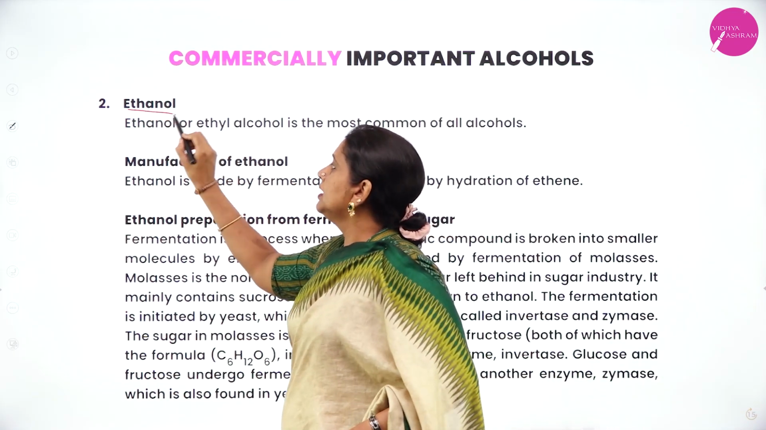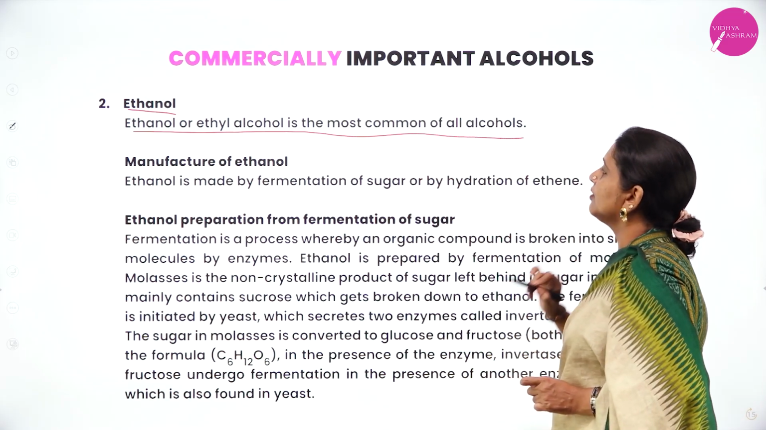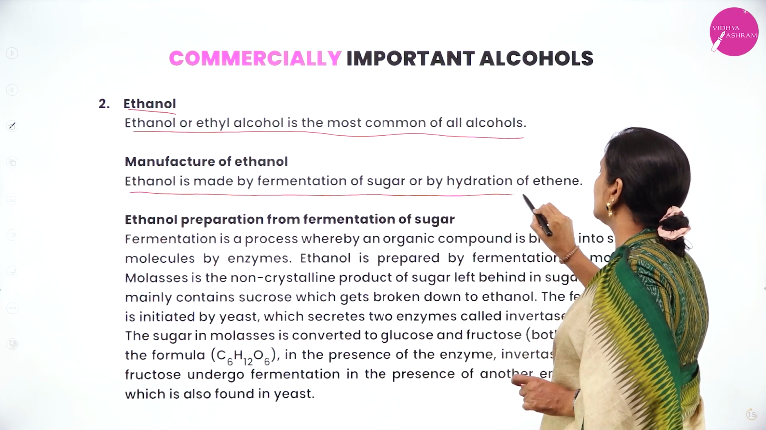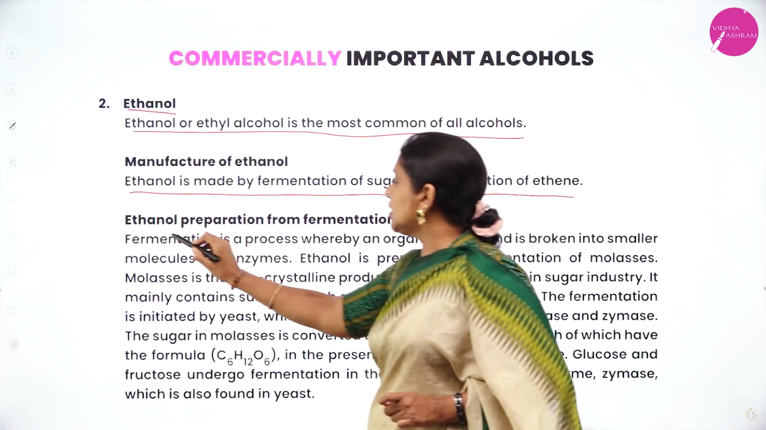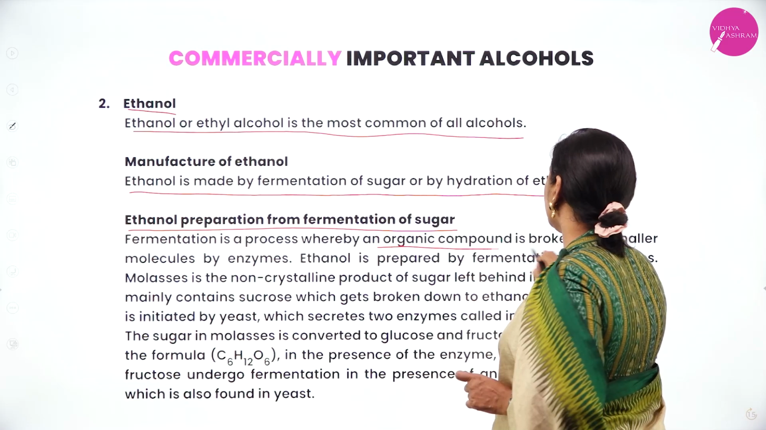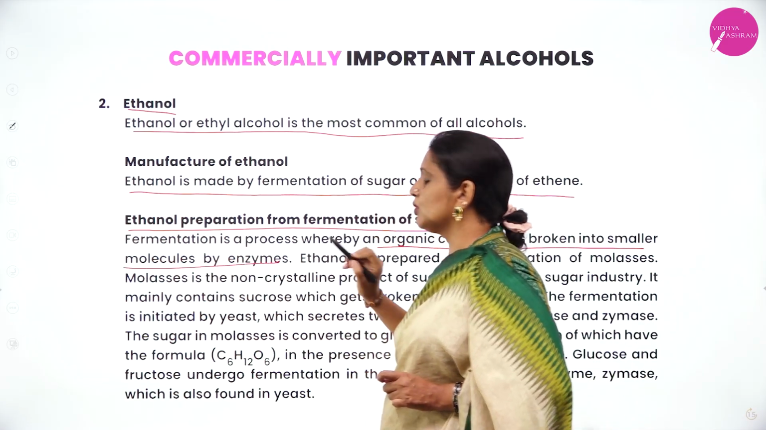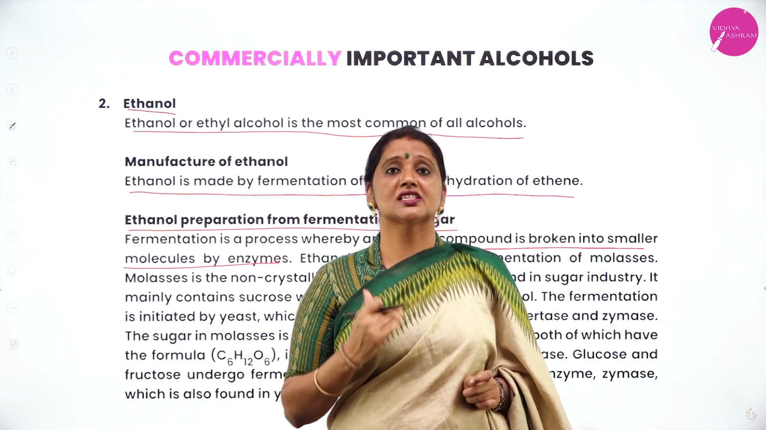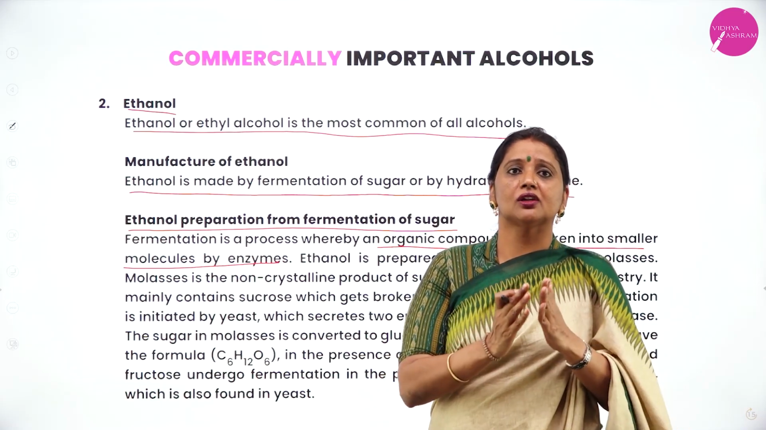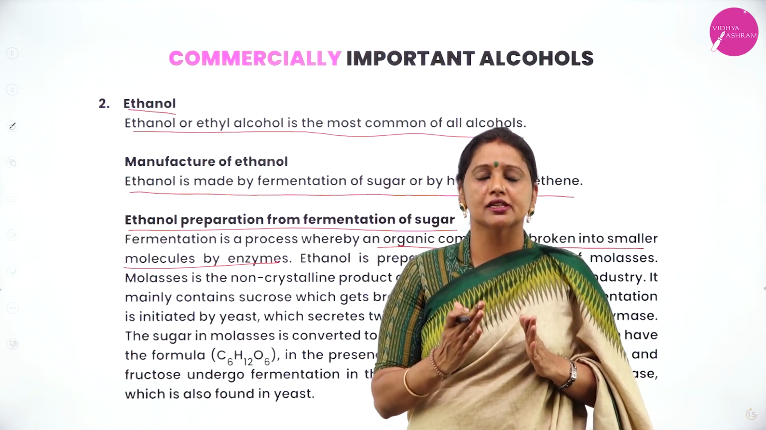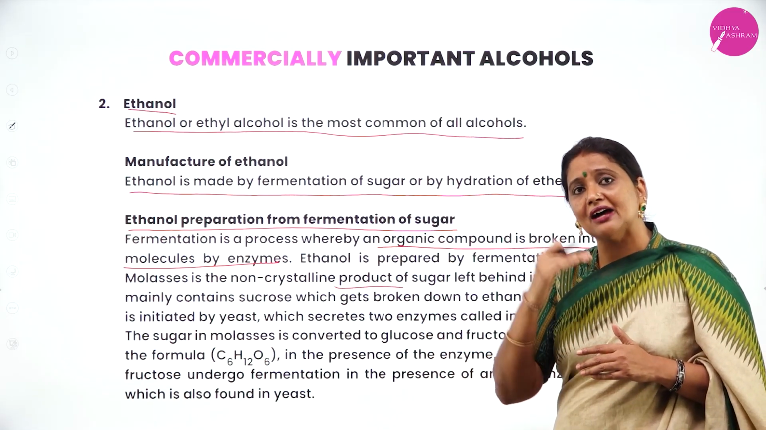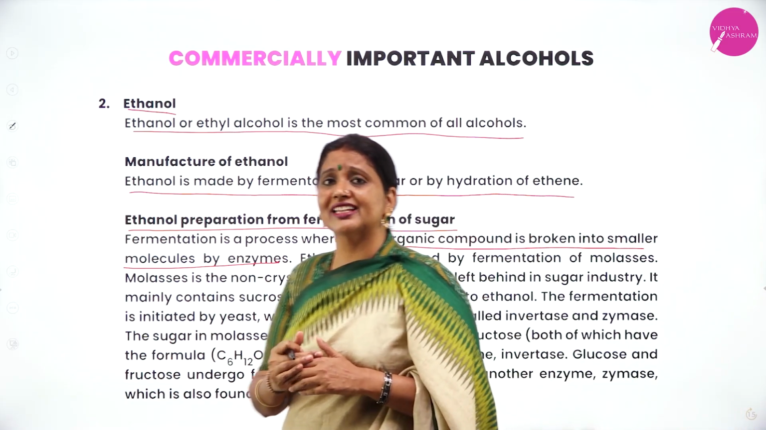Next, ethanol. Ethanol or ethyl alcohol is the most common of all alcohols. Ethanol is made by fermentation of sugar or by hydration of ethene. Fermentation means whereby larger organic molecules are broken into smaller ones in the presence of enzymes. For the manufacture of ethanol, the starting material is molasses.